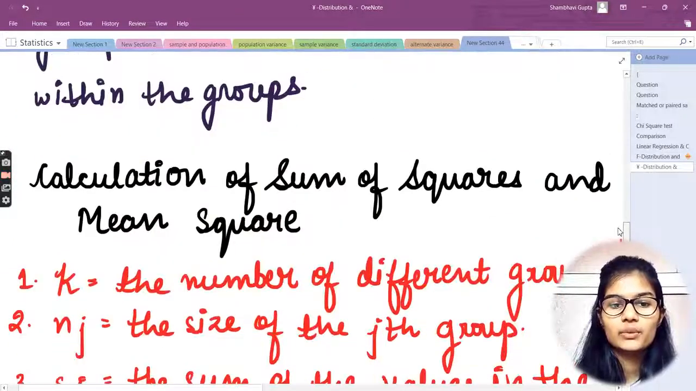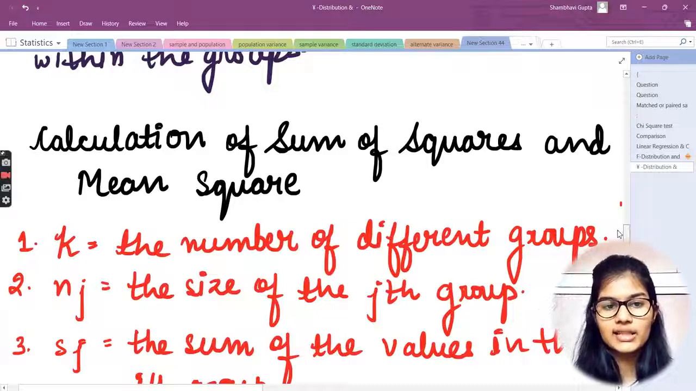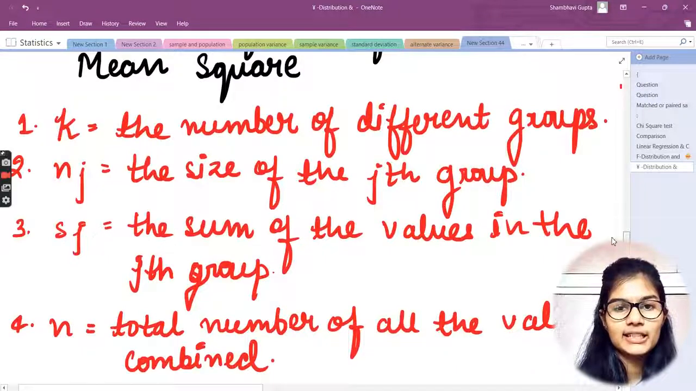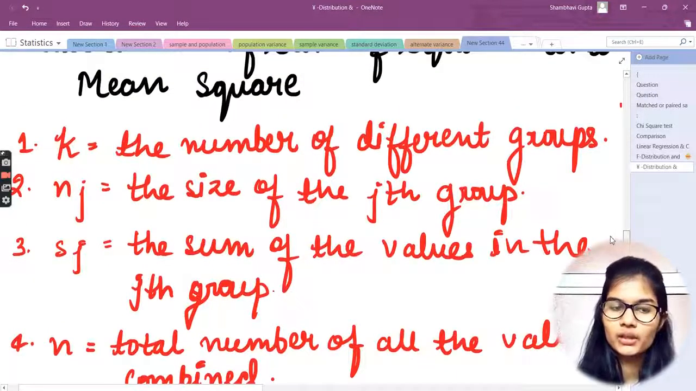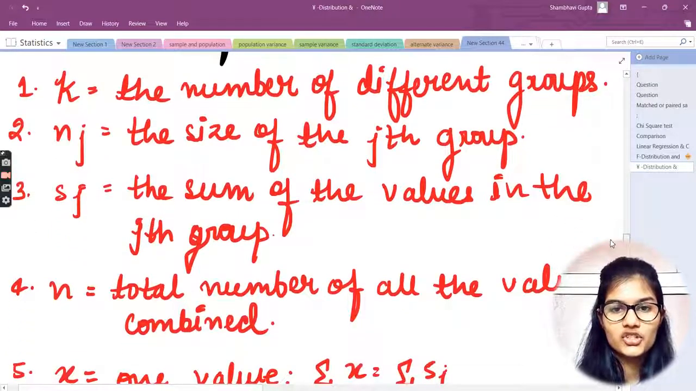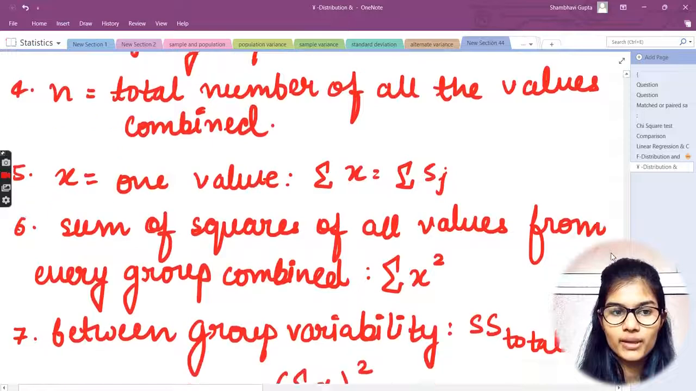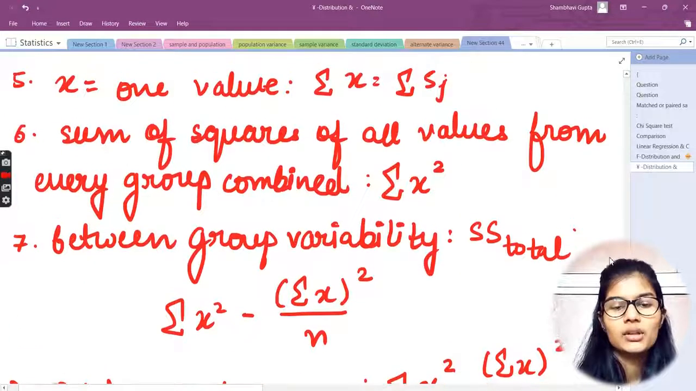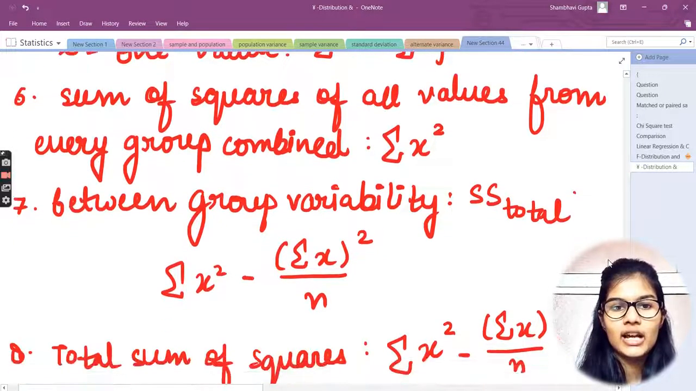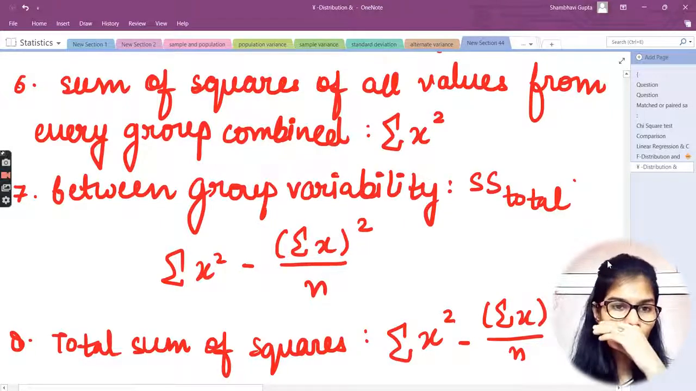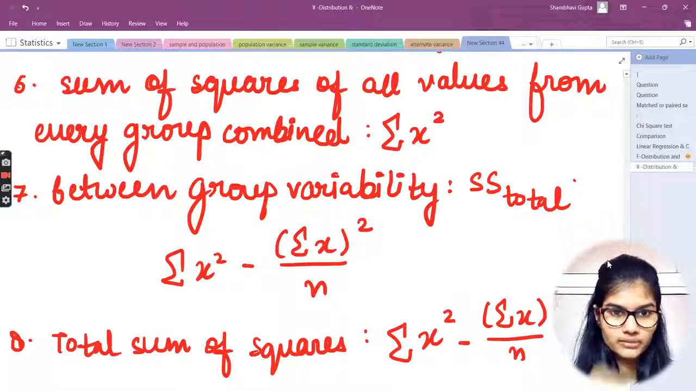So these were the calculations of the SS, my sum of squares, and MS, my mean square. Let me quickly give you an idea. K is equal to the number of different groups. Nj is the size of the jth group. Sj is the sum of the values in the jth group. N is the total number of all the values combined. X is one value, and sigma x is equal to sigma Sj. Next we have the sum of squares of all values from every group combined, that is sigma x square.